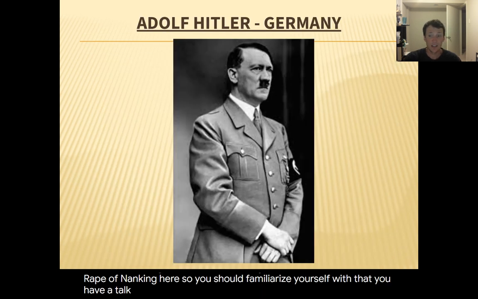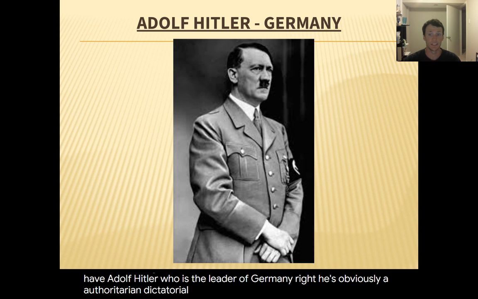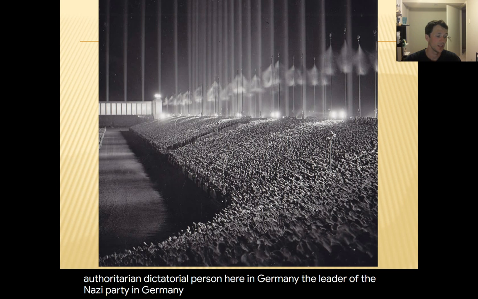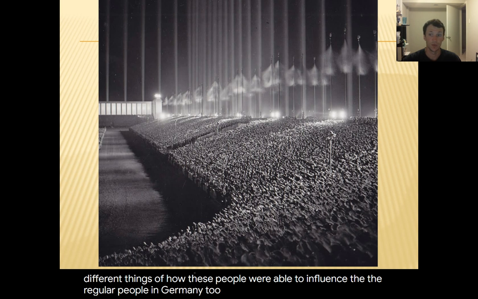You have Adolf Hitler, who is the leader of Germany, right? He's obviously an authoritarian, dictatorial person here in Germany, the leader of the Nazi Party in Germany, right? We talked about the wave and all of these different things of how these people were able to influence the regular people in Germany to get to the power that they had, right?